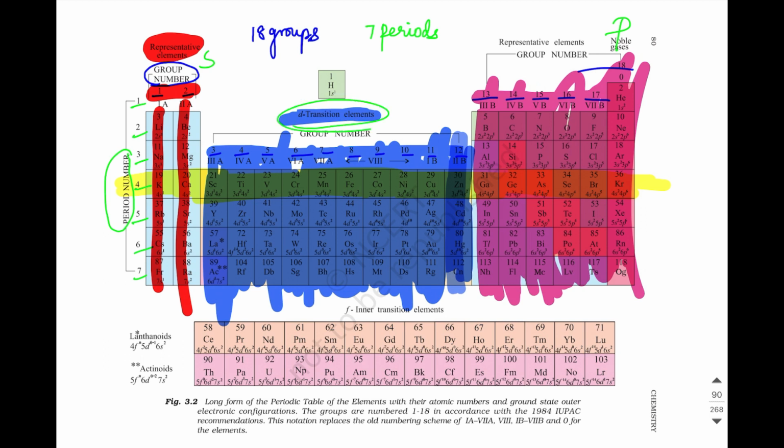All the elements present in group 13 to 18 are called P block elements. This is S, this is P, then this is D block elements or the transition elements. Below the D block elements, you can see F block or inner transition elements. So these are the very basic things you must know about the periodic table in the beginning.